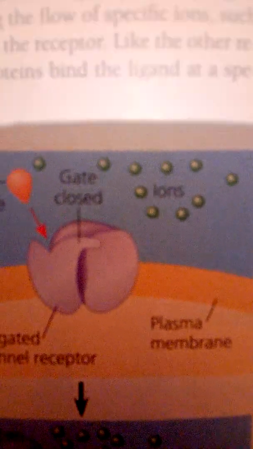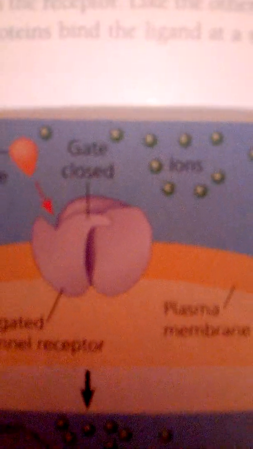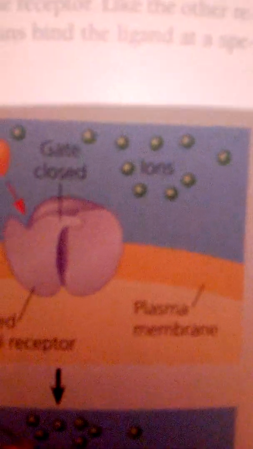Some gated ion channels are controlled by electrical signals instead of ligands. These voltage-gated ion channels are also crucial to the functioning of the nervous system.